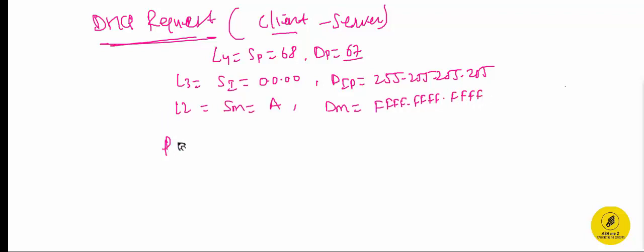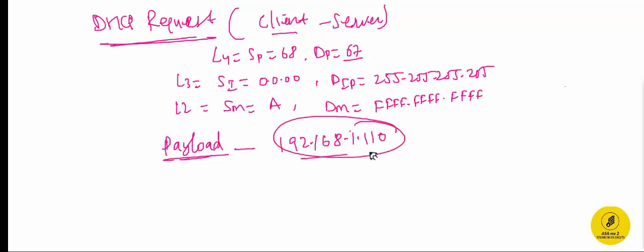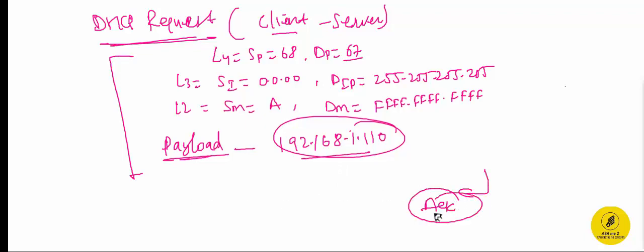And in the payload, the client will put the IP address that it is requesting. So it pulls that information from the offer packet, that I'm requesting this IP address. For example, 192.168.1.110, right, which the DHCP server offered in the offer that it sent. This DHCP request goes to the server, and then the server sends an acknowledgement back that, all right, you can use this IP address now.